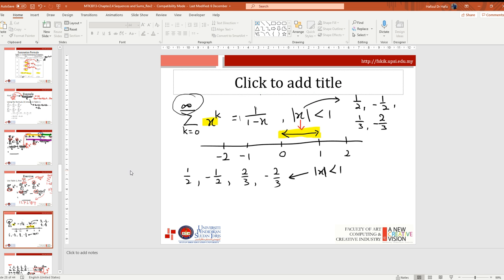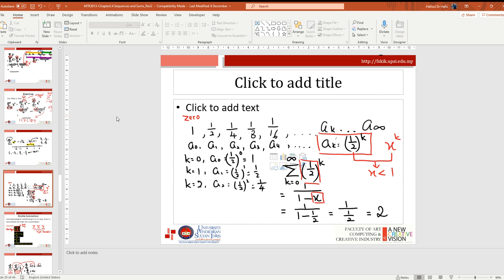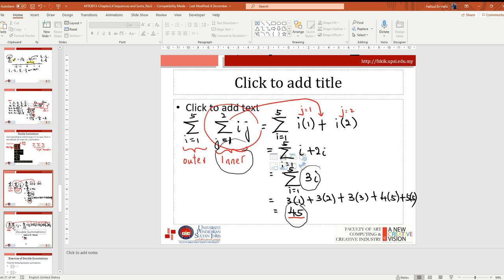This one is just you put the formula, the n. This one is for the infinity. And then we also have the double summation.